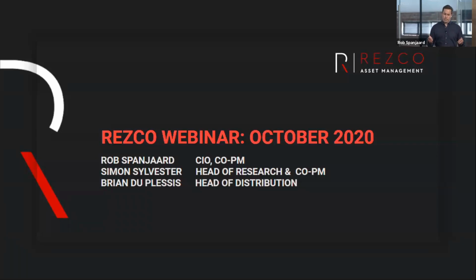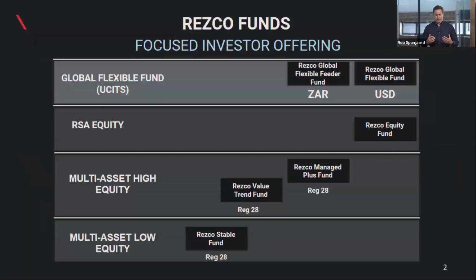We just wanted to share our suite of funds with you today. We've got funds in various categories. Just starting at the bottom left there, we've got our stable fund, which is obviously Reg 28 in the low equity category, and we've got our two balanced funds in the high equity category, our Rezco Value Trend Fund, which I'm sure a lot of you know, and has a 15-year track record and is the best performing high equity fund in that category over the 15-year time period, and our Rezco Managed Plus Fund. We've also got our General Equity Fund, which is an SA equity building block only. So it's great for building block solutions. And then we have our Global Flexible Fund, which is US dollar denominated, and obviously the feeder fund.